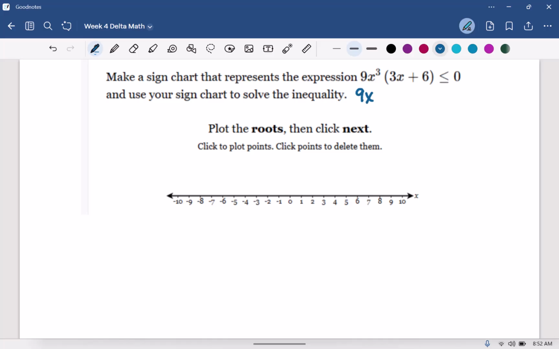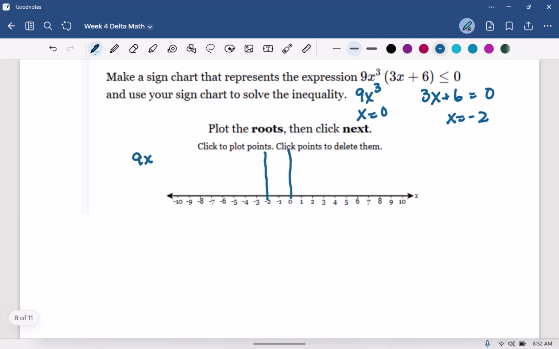I have a 9x cubed and I have a 3x plus 6. I'm going to set those both equal to 0 and pretend solve. So this one gives me negative 2. This one gives me 0. It's already factored. You just have to make the sign graph. I'm going to show you what that looks like. Okay. They've already got this handy dandy number line. I'm just going to use it, and then I'm going to show you how to put it on Delta Math.